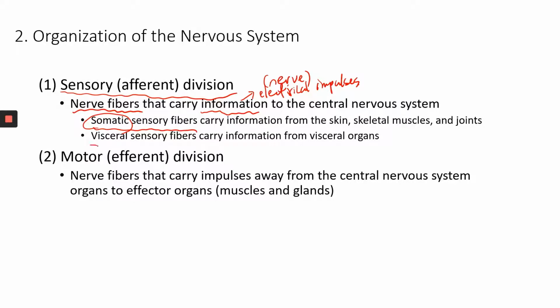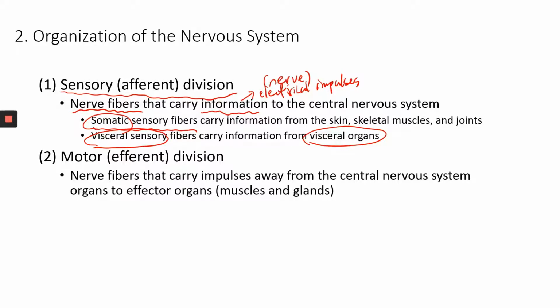Now, visceral sensory fibers carry information from visceral organs to the central nervous system. So visceral organs are most of the soft organs that you are familiar with, right? Like all the organs in your digestive system: stomach, small intestine, large intestine, liver, pancreas, right? You also have some other organs in the abdominal and pelvic cavity. So you have the spleen, you have the urinary bladder, you have the reproductive organs, right? So all those are considered visceral organs.